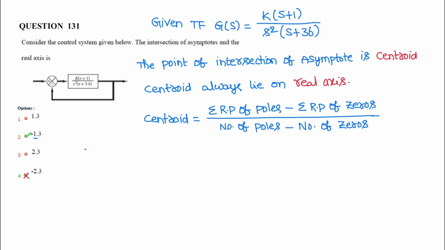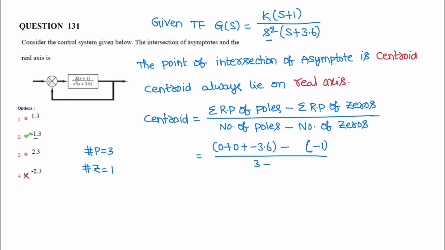Number of poles is 3. Number of zeros is 1. And the real parts of the poles, for s square it is 0, 0, 0 plus or minus 3.6, minus 3.6, minus the real part of the zero, that is minus 1, divided by the number of poles minus number of zeros, that is 3 minus 1. That is minus 3.6 plus 1 divided by 2, minus 2.6 by 2. The centroid is minus 1.3. The centroid exists at s is equal to minus 1.3 on the real axis. Correct answer is option 2.